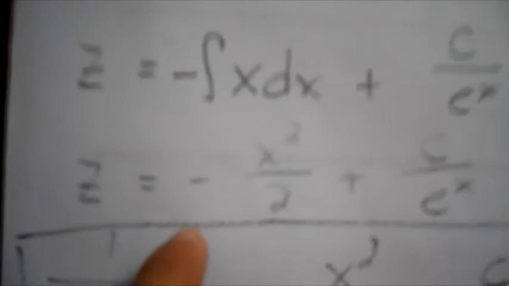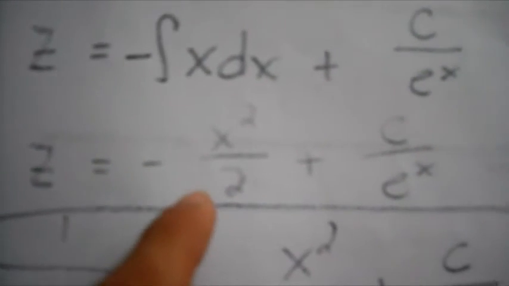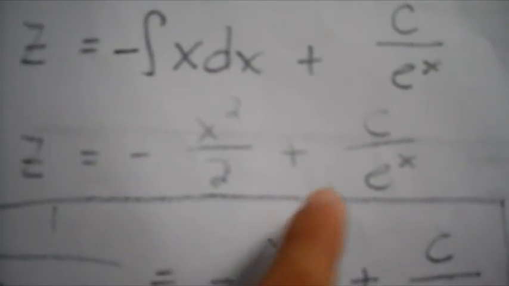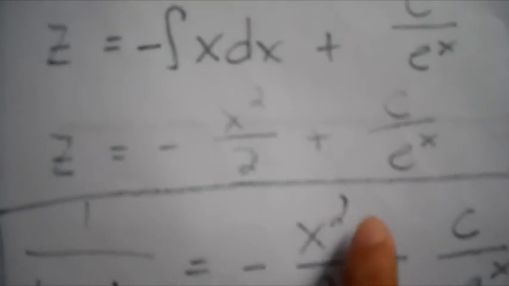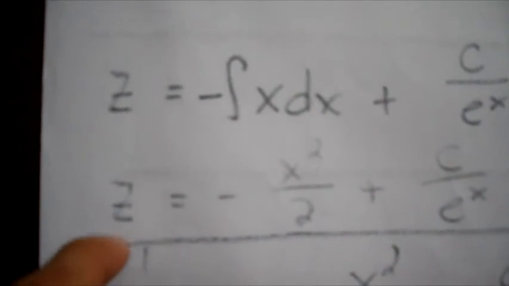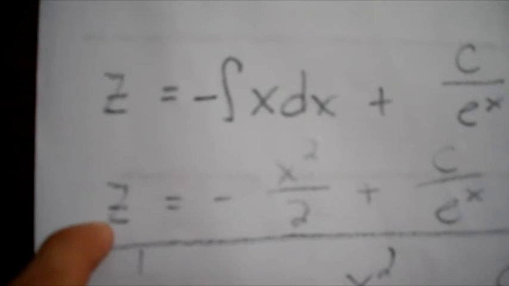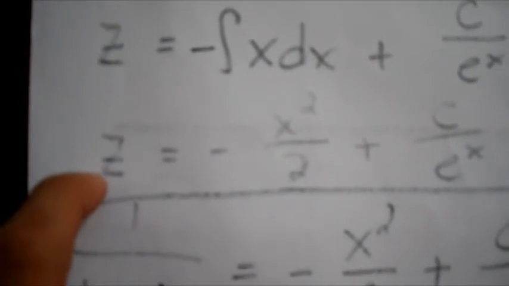Now this can be integrated to get z, which is equal to negative x squared over 2 plus c over e to the x. Now substituting the value of z from what we've shown earlier, we get 1 over y minus 1, which is equal to negative x squared over 2 plus c over e to the x, which is the final solution for the given problem.